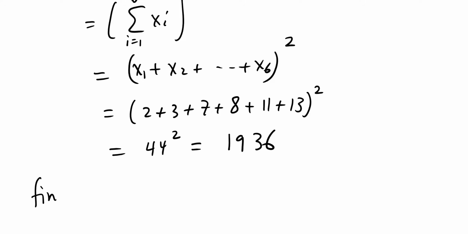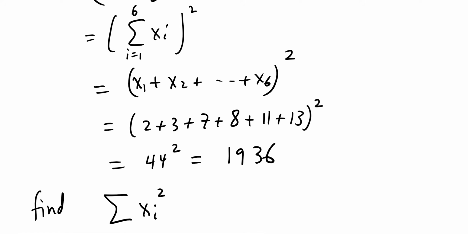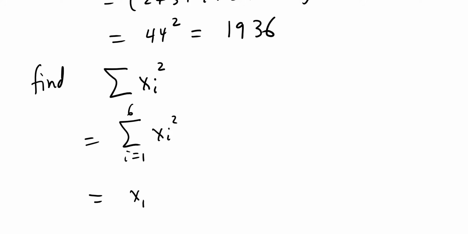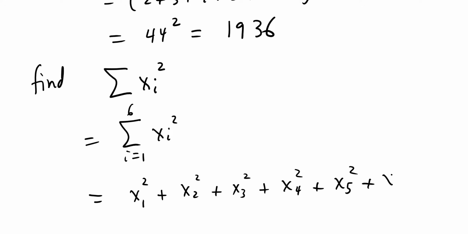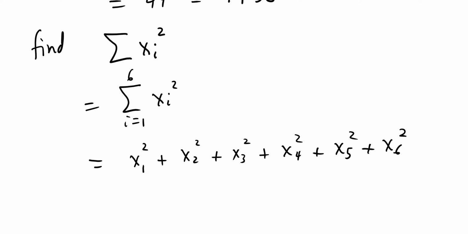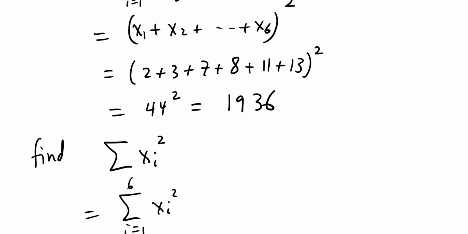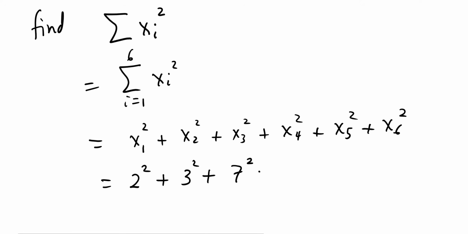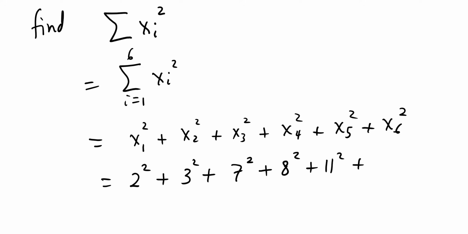What about if they ask us to find the sum of xi squared? What's the difference? Well, we have 6 values, so i goes from 1 to 6. So this is saying x1 squared, x2 squared, x3 squared, x4 squared, x5 squared, x6 squared. So x1 was 2, so you put a 2 here and you square it. The next one was 3, you square it. 7, you square it. 8 squared, 11 squared, 13 squared.